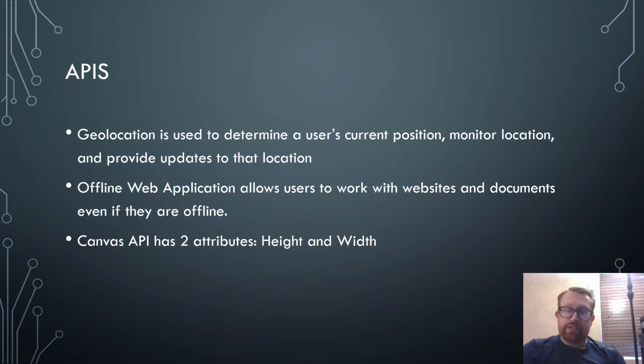One of the other focuses of this unit was APIs, which were your applications. The test only covers three of them. Geolocation, if you remember, that was used to determine a user's position, monitor the person's location, and provide updates to that location. Offline web applications allow users to work with websites and documents, even if they are offline and not connected to the internet. And then the Canvas API has two attributes, height and width.